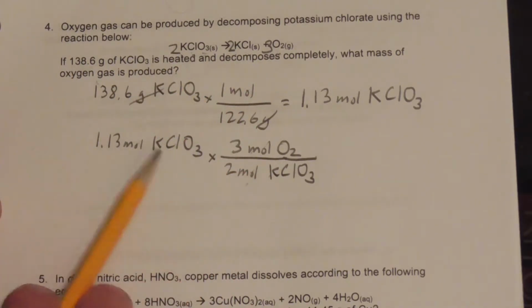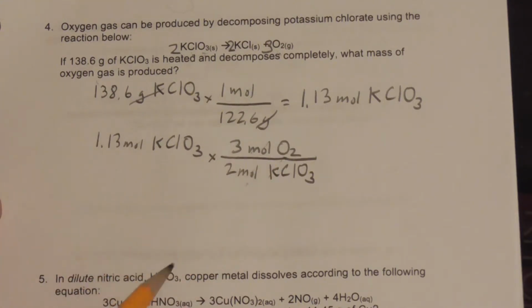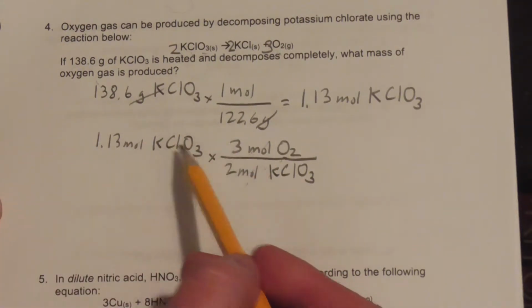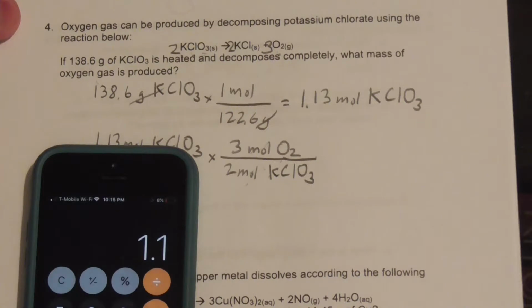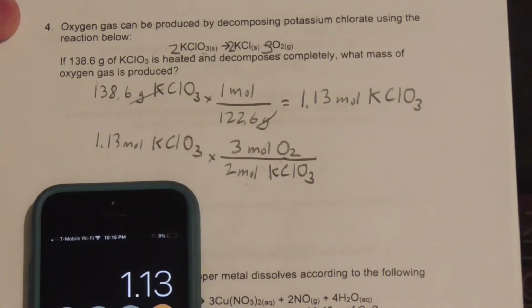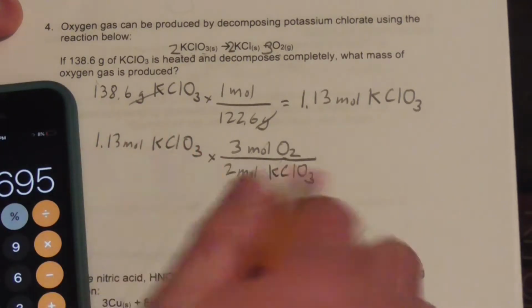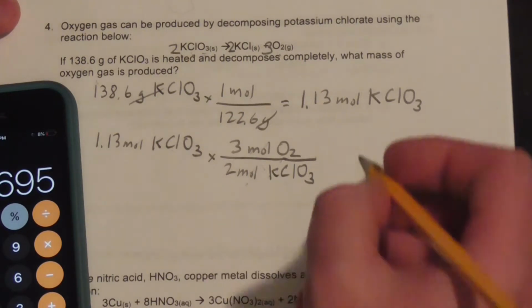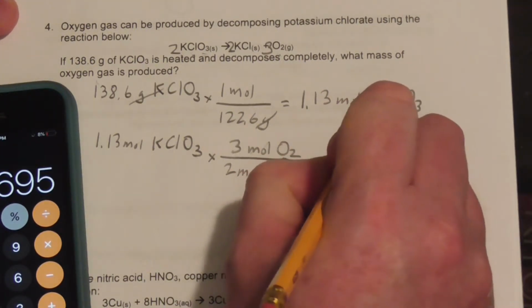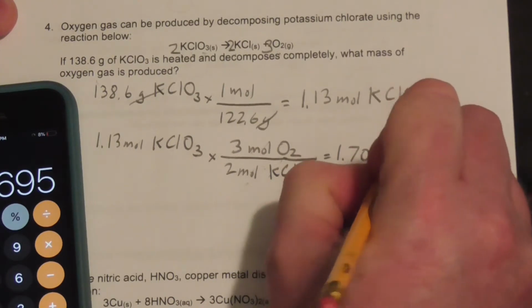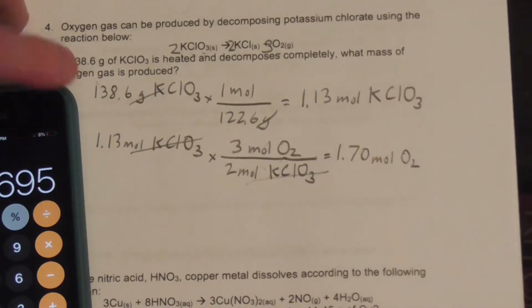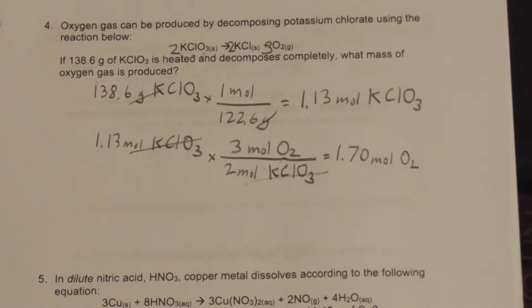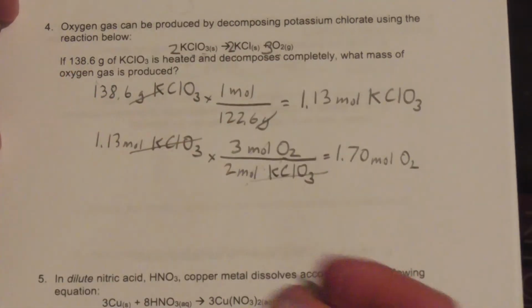So when I feed this number through that conversion, it's going to get how much oxygen I produce, because I'm going to cancel out my units of potassium chlorate. That means 1.13 moles of potassium chlorate times 3 divided by 2 is 1.695. Now again, that's too many sig figs. I would say 1.70 moles of, look what's remaining. My potassium chlorate canceled out. I'm left with moles of oxygen. And then from there, I have to go my moles of oxygen into grams of oxygen.